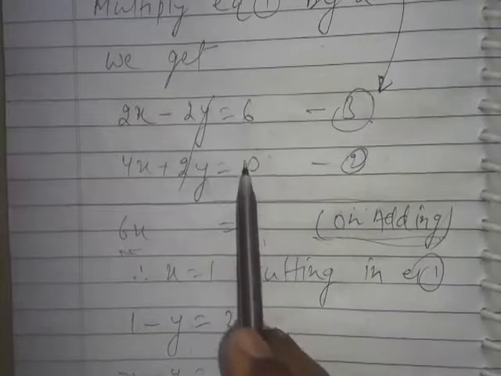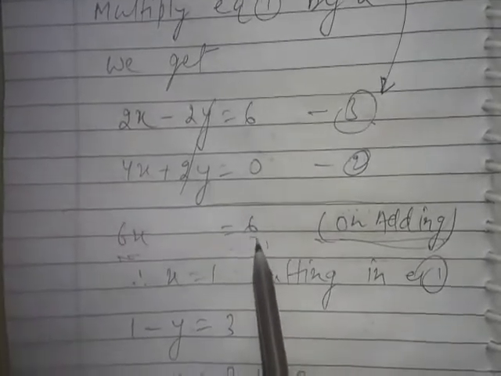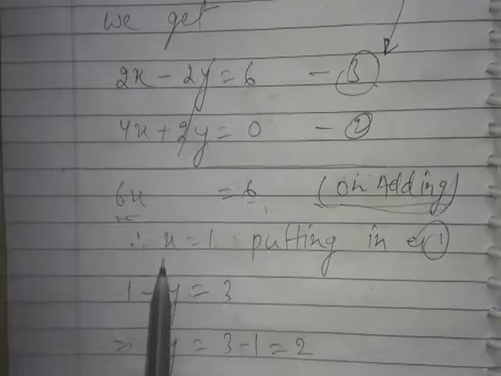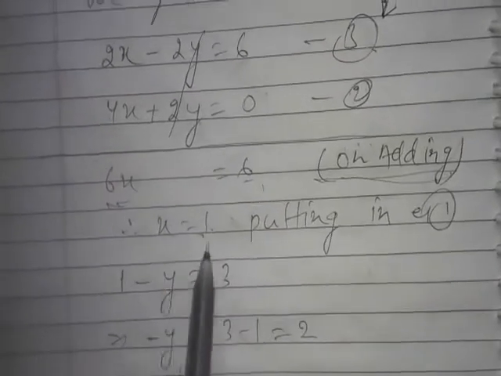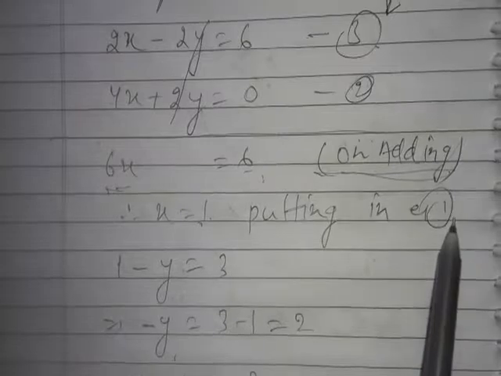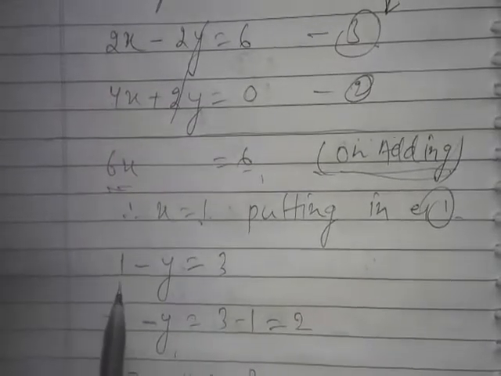And here plus sign and here also plus, 4x will give you 6x. And here also plus and plus, 6 and 0 will give you 6. By simplifying it, we get x is equal to 1. Now this x is equal to 1 can be substituted in any of the equations 1, 2, 3. But we have substituted this value in equation number 1, where x minus y is equal to 3.